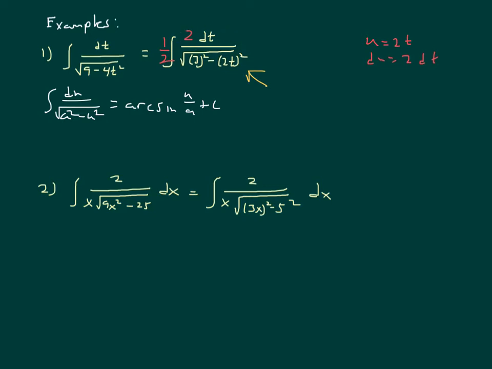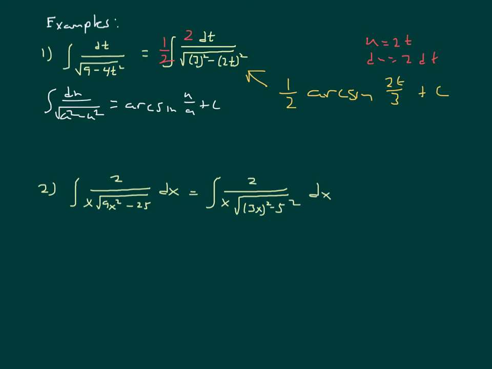So I know that is going to end up equaling 1/2 times the arcsine of 2t over 3 plus c. And that would come out to be the integral of dt over the square root of 9 minus 4t squared.